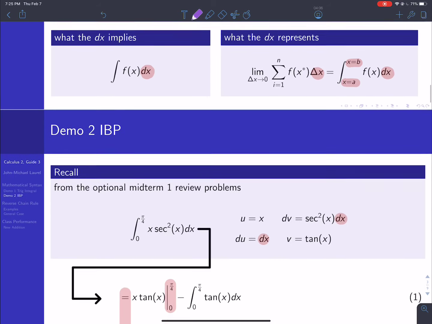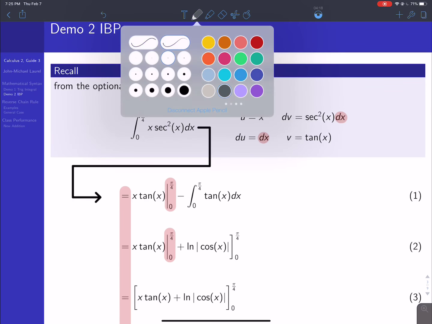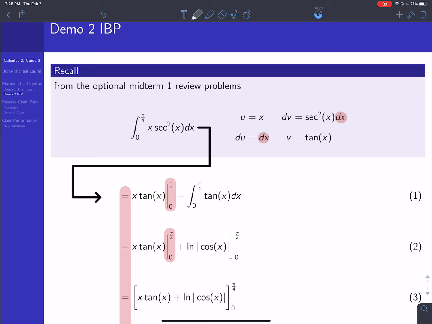Okay, so in the next problem, we're doing integration by parts. So I can define u to be x, and then by default, I have no choice. My differential v must be the secant squared of x dx. And the biggest thing that I see here for integration by parts from students is that they forget the dx after defining dv, and then they also forget to write the dx after computing my differential u.